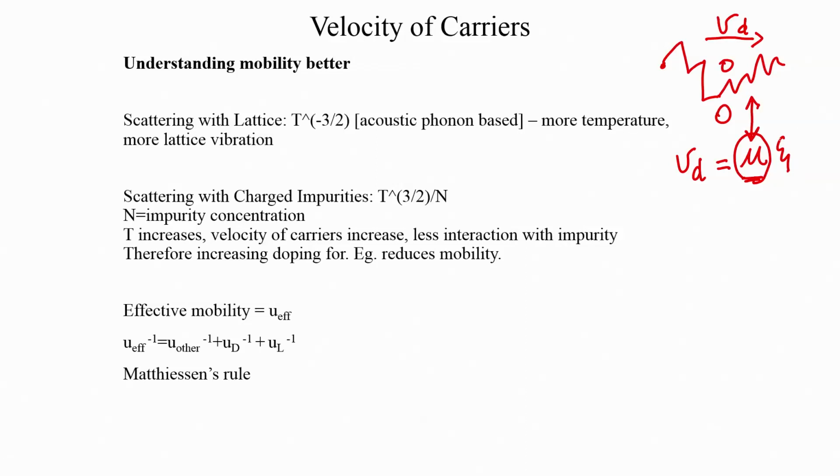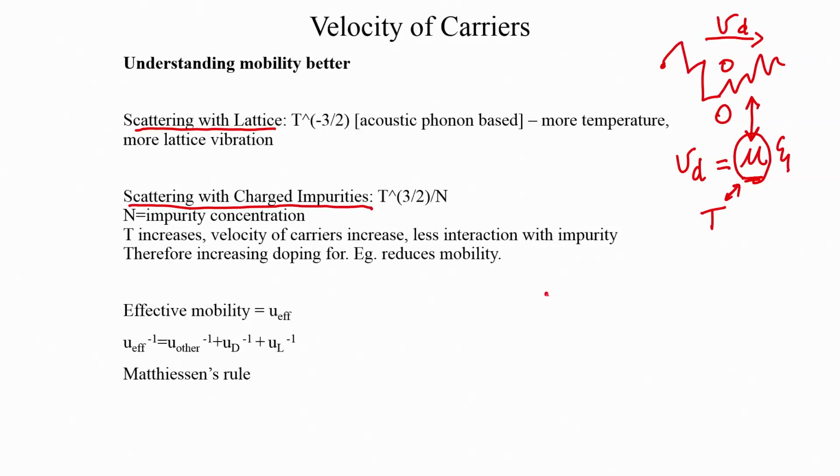So how does this parameter mobility connect with the physics of all this scattering? We see that this mobility is a very strongly temperature dependent parameter. And why is that? We consider the different mechanisms by which the electron interacts with the lattice. In particular, we look at two kinds of scattering mechanisms. One is the scattering with the lattice, and the other is the scattering with the charged impurities in the lattice.